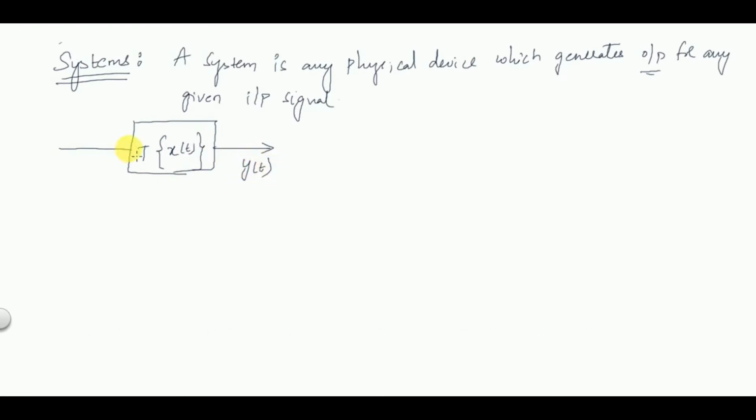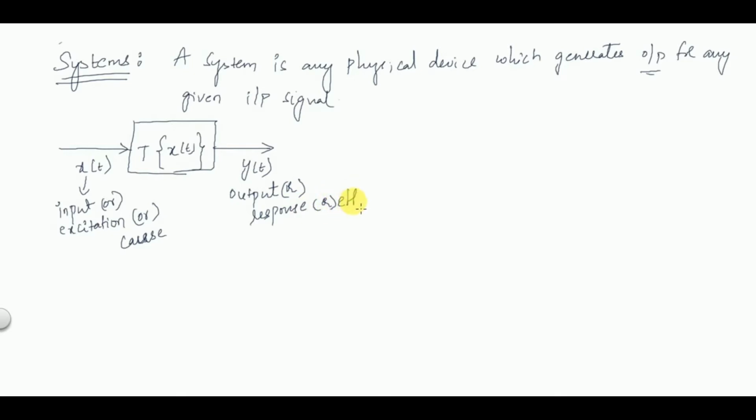This is y of t and this is x of t. Okay, so x of t is called input. It is also called excitation, or it is also called cause. Okay, so for input we'll call it as output. For excitation we'll call this as response, and for cause we'll call it as effect. Cause and effect relationship, or excitation response relationship, or input output relationship. So generally we'll call input and output.